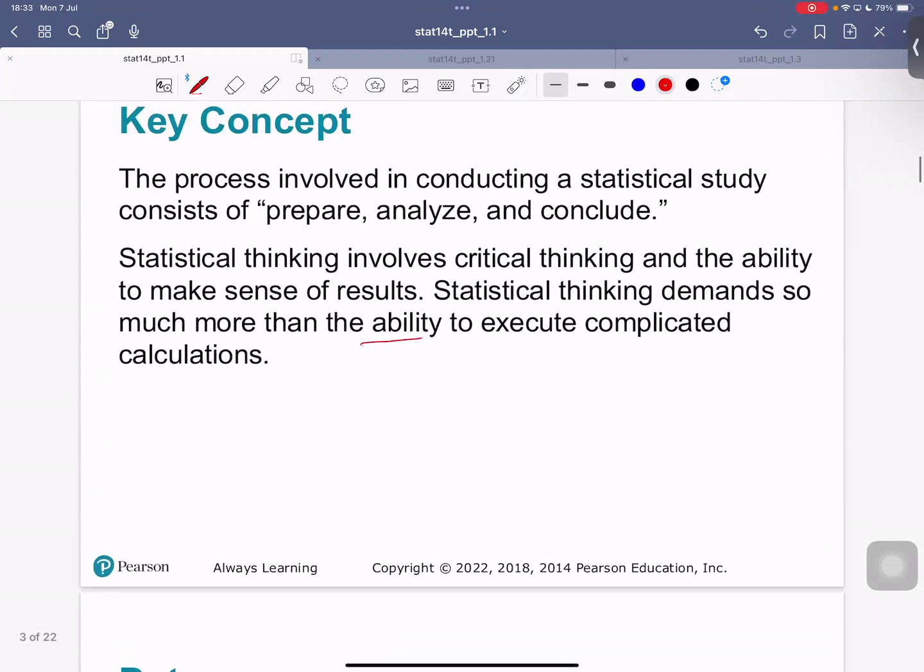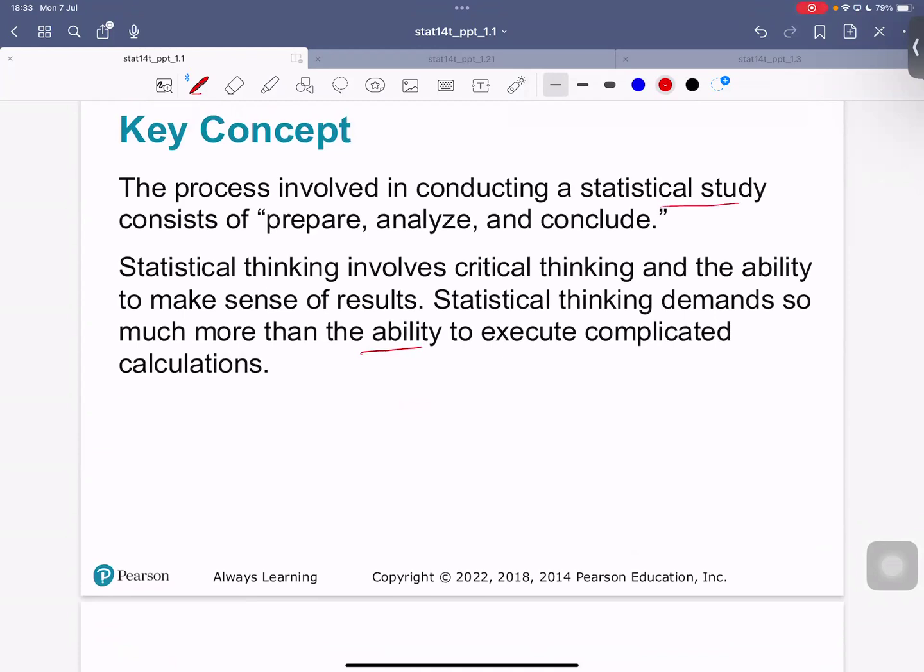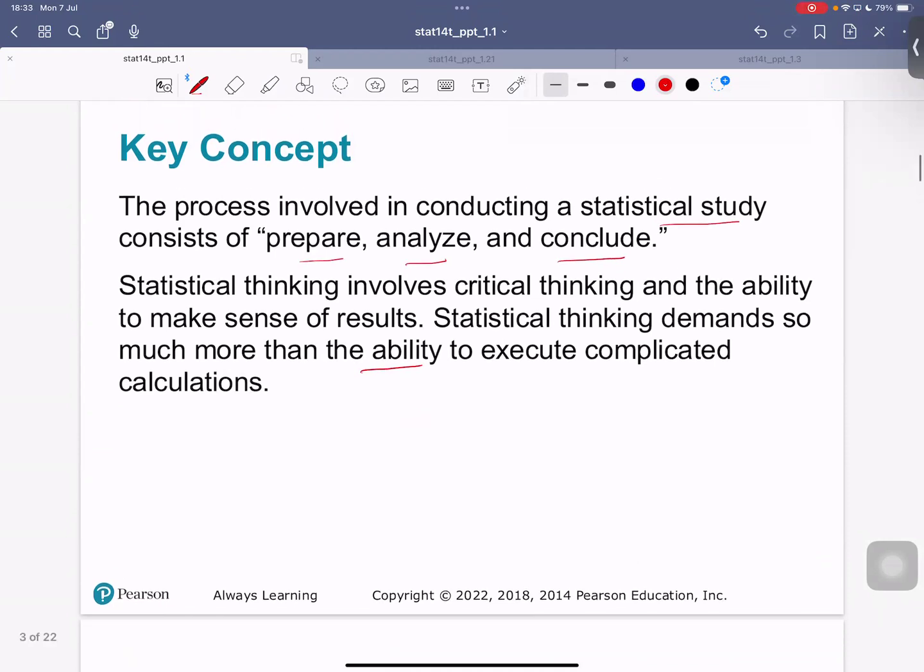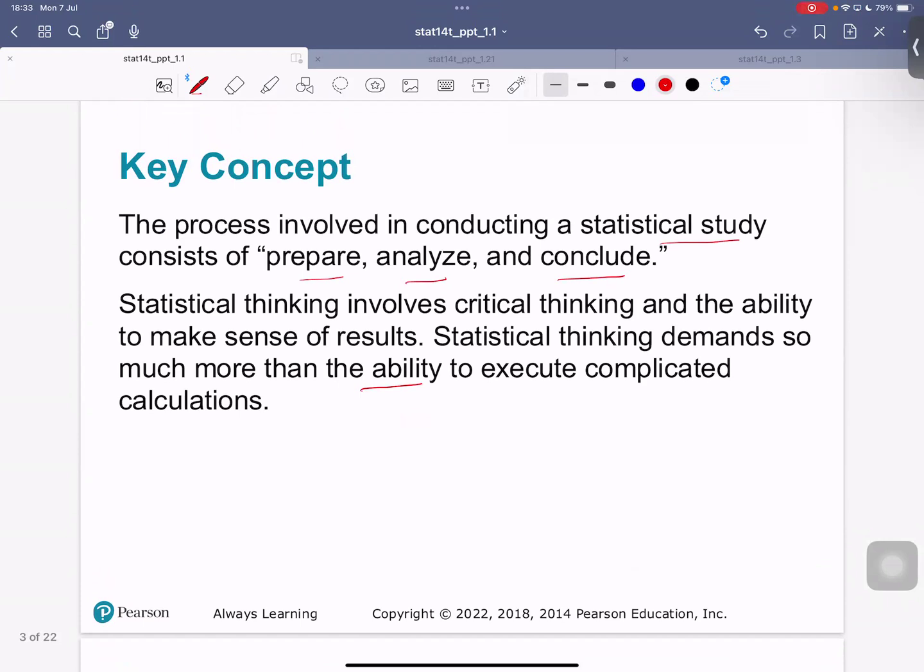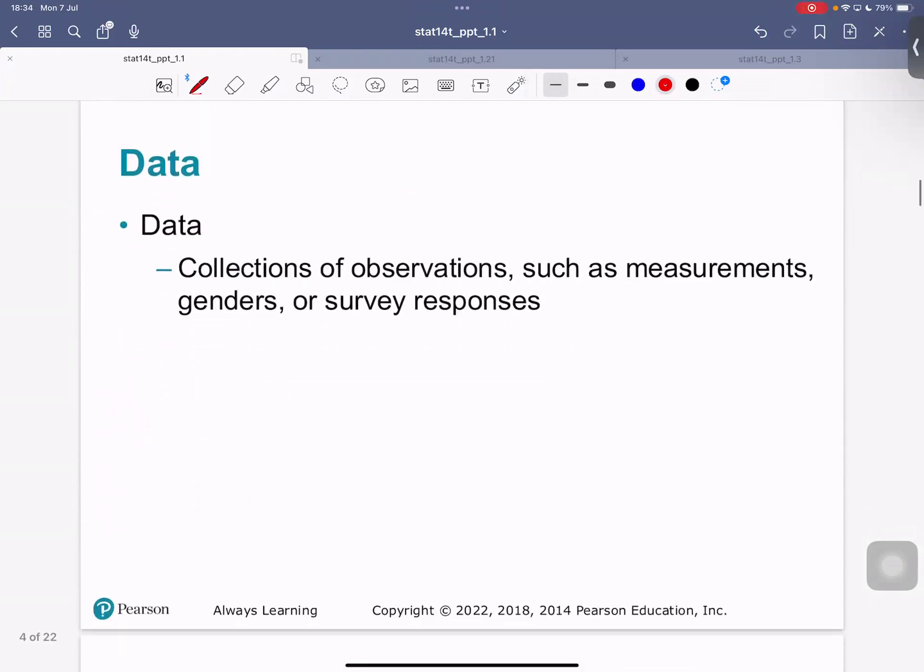And the process involved in conducting a statistical study consists of prepare, analyze, and conclude. That is the terminology that we need to take into account here for statistical thinking. And the second thing, that is the data: collections of observations, such as measurements, genders, or survey responses.